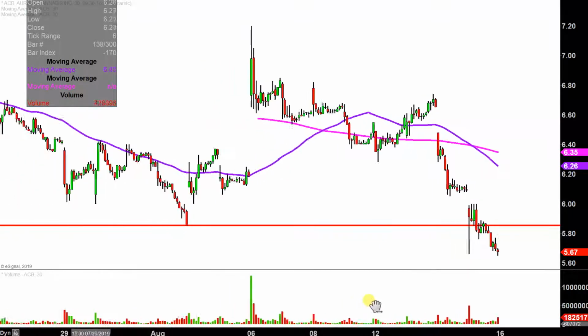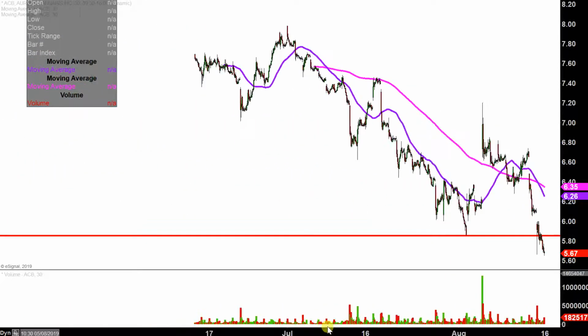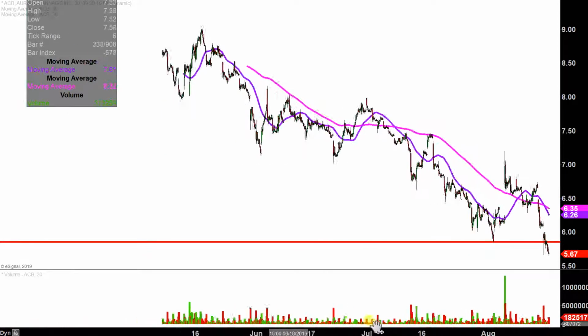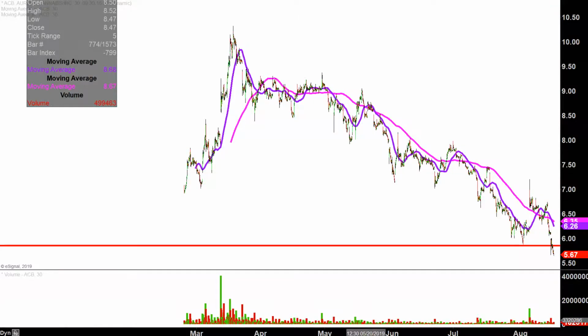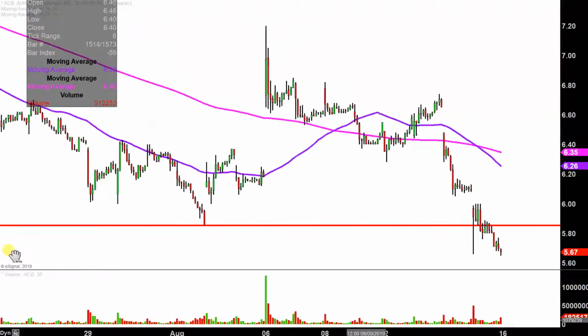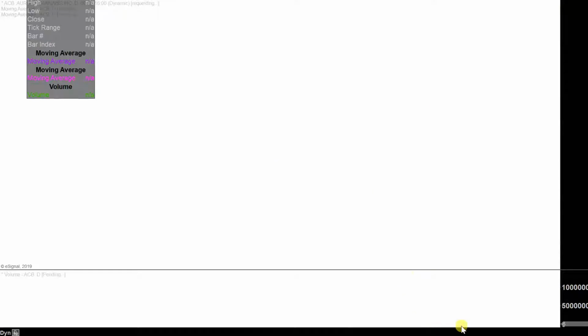What about levels of support? Well, as of right now, and I realize the chart's getting hard to see here, I didn't realize that it was basically at lows that haven't been seen for a very long time. So let's go to the daily time frame here.